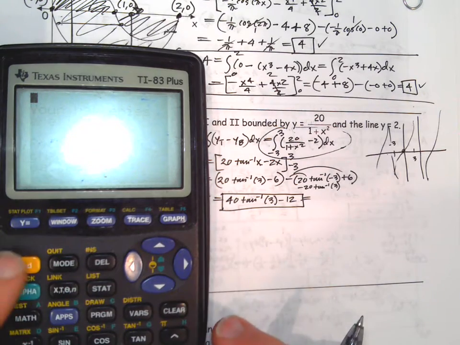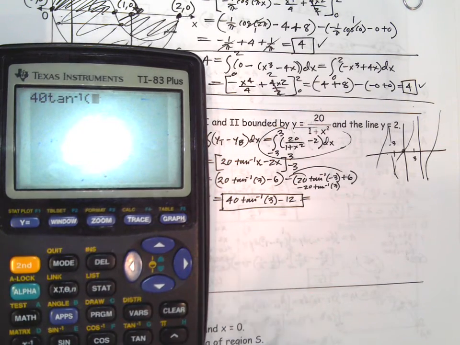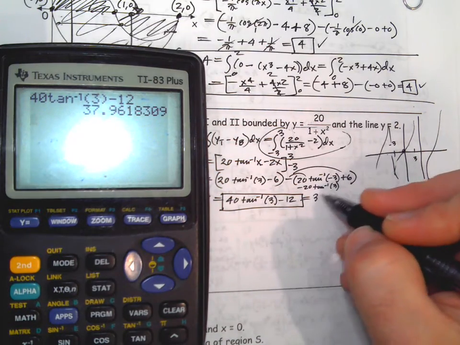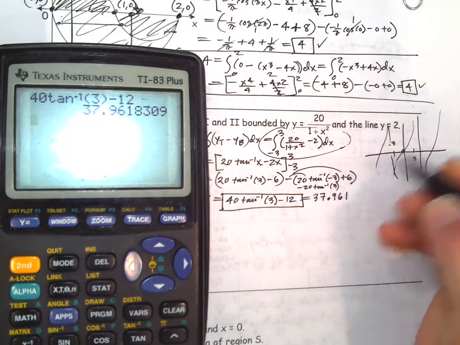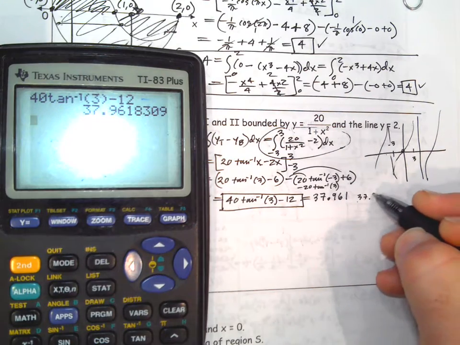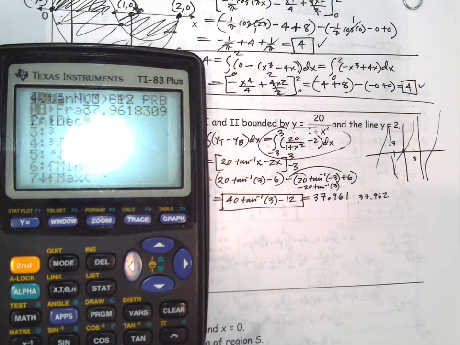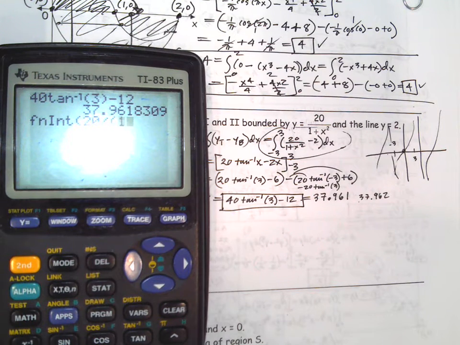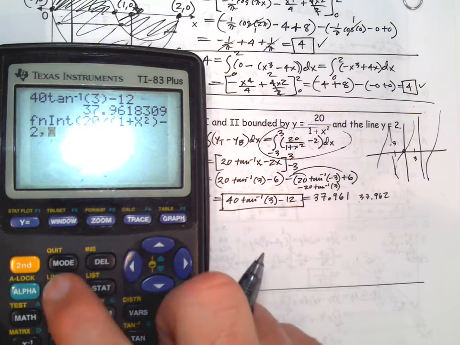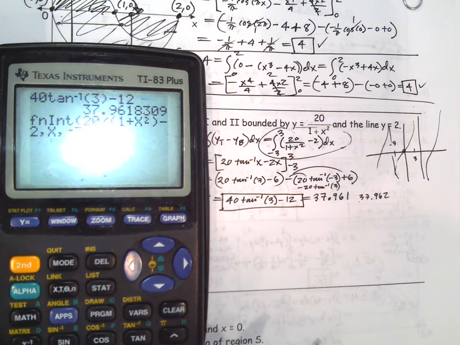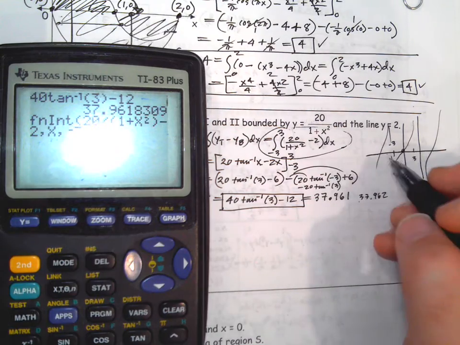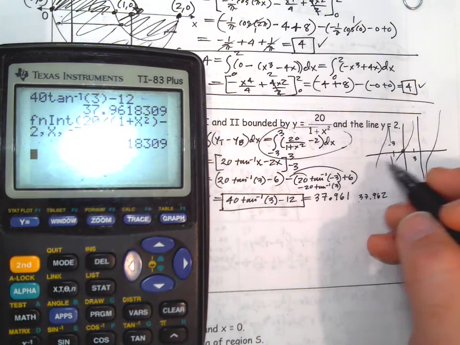So 40 inverse tangent of 3 minus 12 is 37.961, or 37.962 if you're really rounding. Let's try the other. Math 9. 20 divided by parentheses 1 plus x squared, minus 2, comma x, comma -3, comma 3, and you get the same answer.